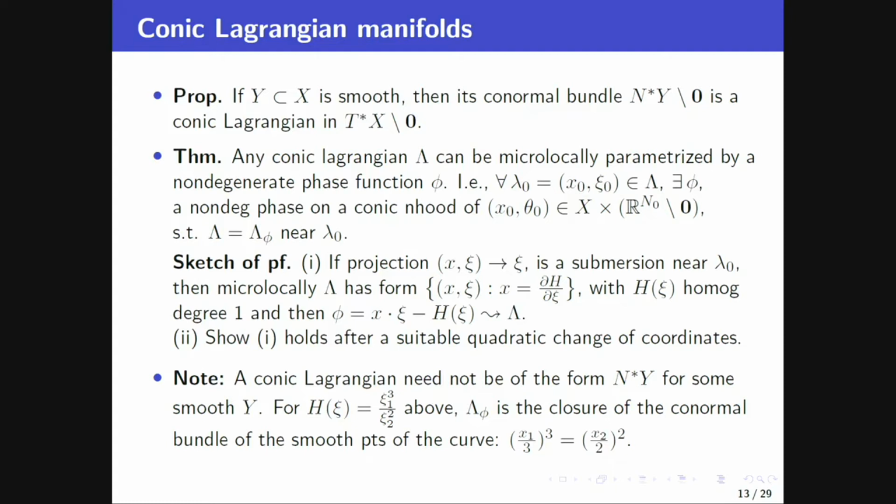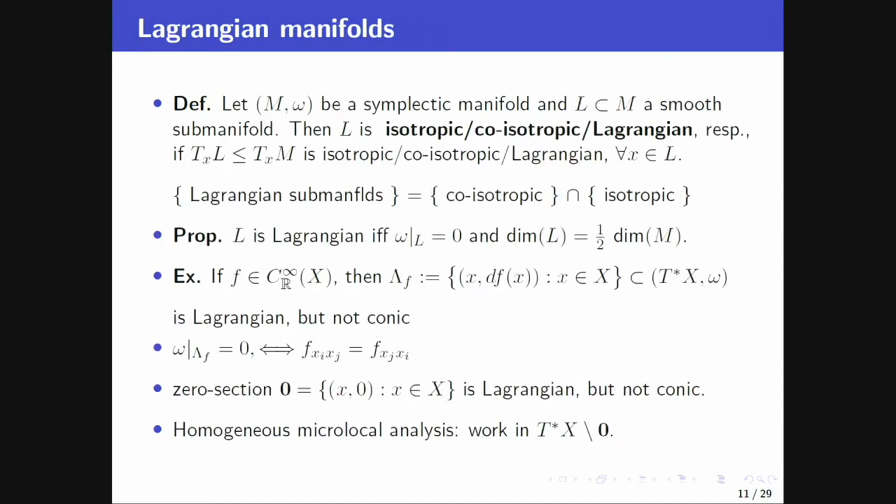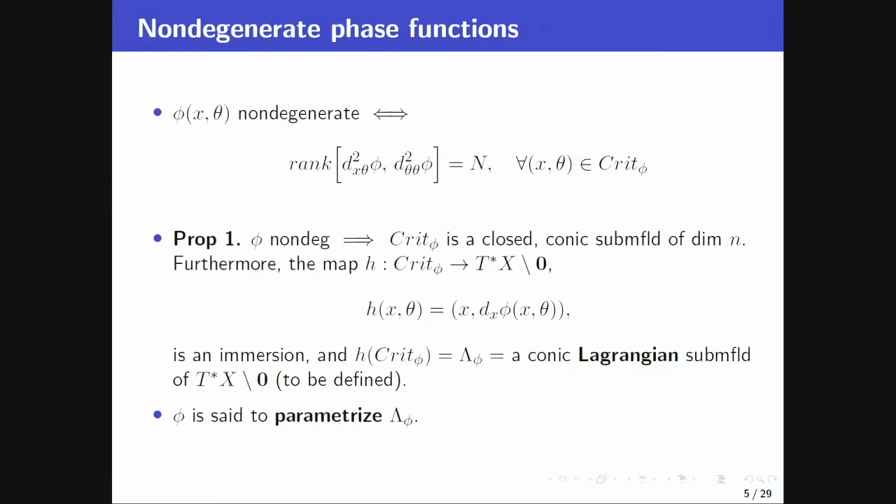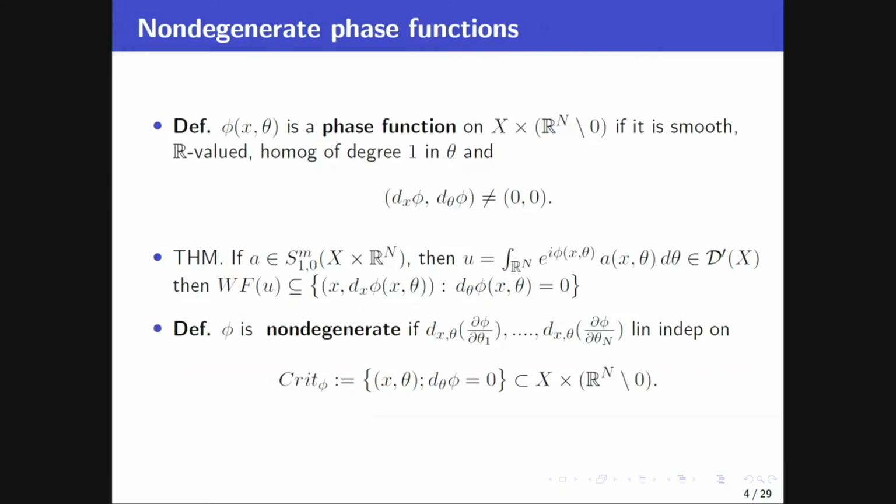And let's see why. First of all, a very important theorem. Any Lagrangian can be microlocally parametrized by a non-degenerate phase function. In other words, any conic Lagrangian looks like lambda phi, again, lambda phi, x, dx phi such that d theta phi equals 0. So any Lagrangian in T star X can be parametrized by this phi, and any Lagrangian looks like this, okay?